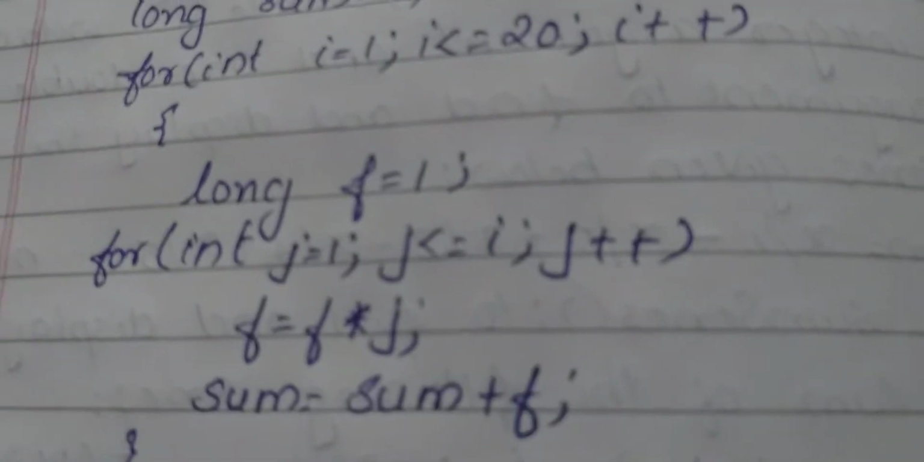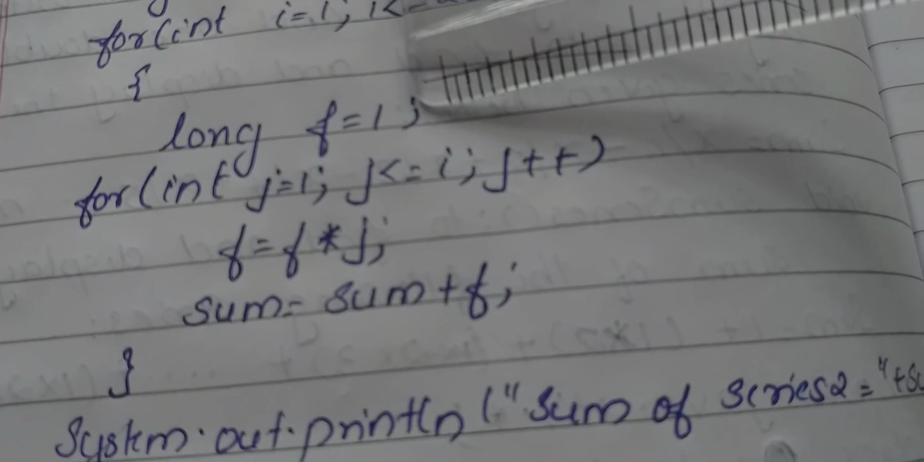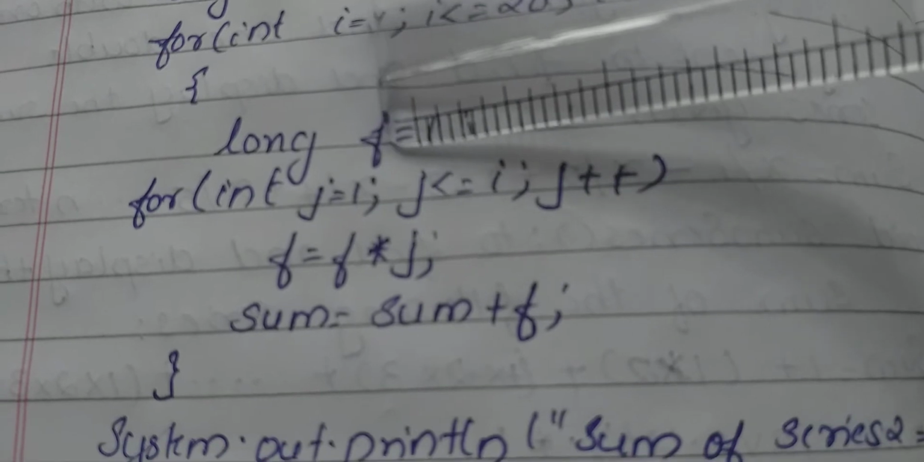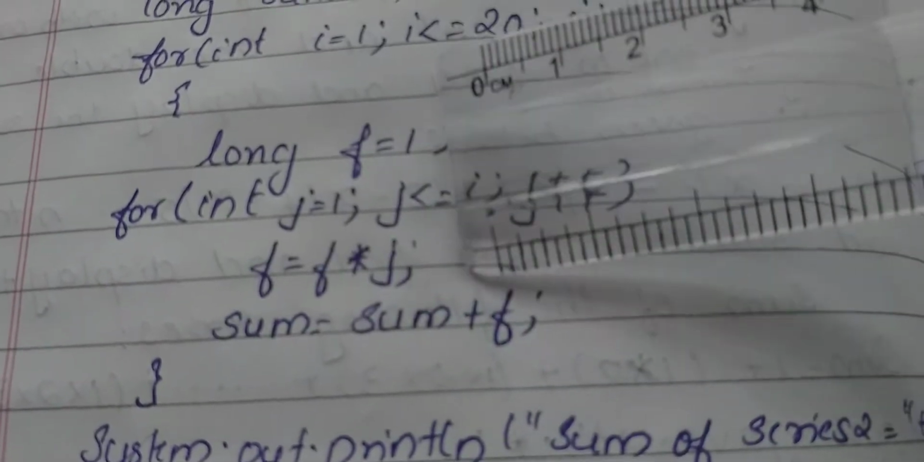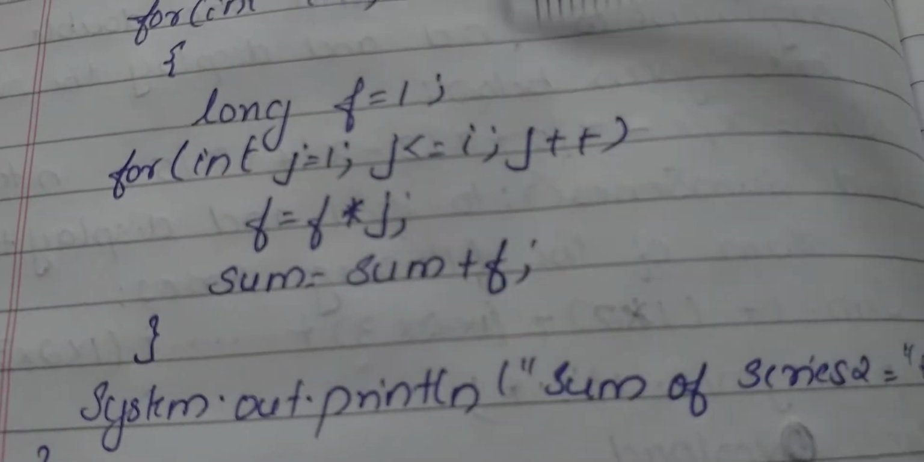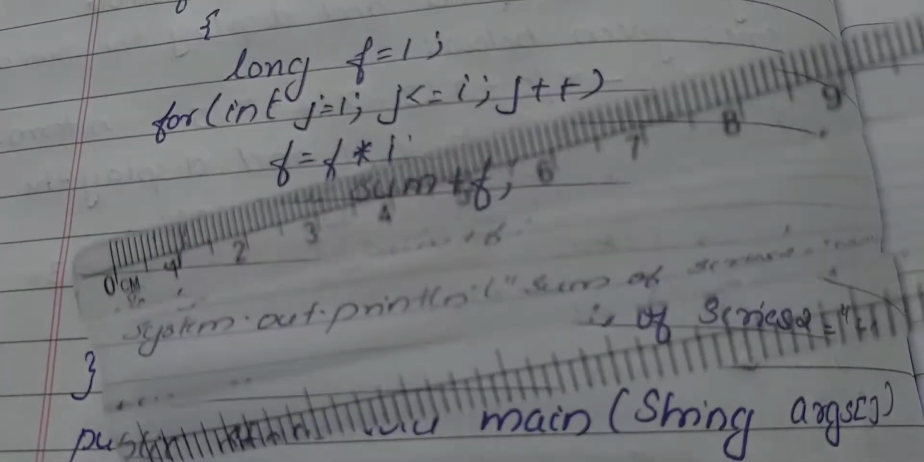So all of these things you know. Declare a variable f and initialize it as 1. Inside that, again a for loop for finding the factorial of the number. That is for j equal 1, j less than or equal to i, j plus plus. Then f equal f into j, then sum equal sum plus f. There is no need for describing all these things; all of you know them. Then simply print the sum series and close it.